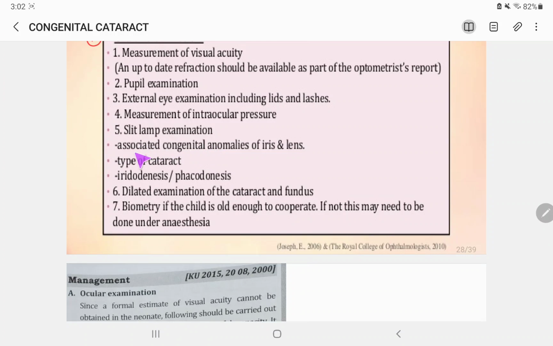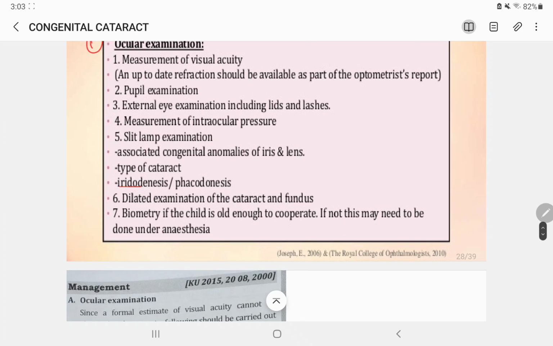Slit lamp examination, because it is associated with congenital anomalies of the iris and the lens. And then we will also find out about any kind of cataract, the type of the cataract you can see. And we will see the iridodonesis and phacodonesis. Iridodonesis is when the iris, like this is the eye and this is the iris, right? As the patient moves their eye, the iris will also shake accordingly. That is known as iridodonesis.